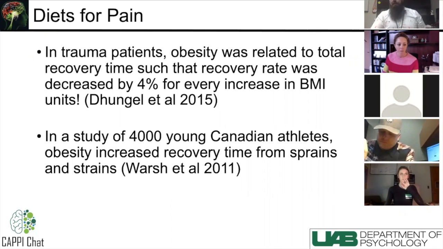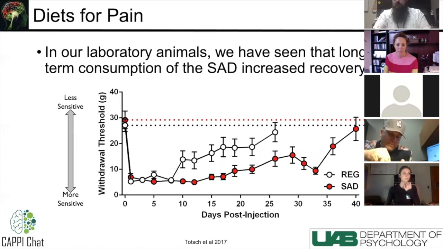Now, in some young Canadian athletes, they also looked at level of obesity and the amount of time it took them to recover from sprains and strains. And what they see again is that the level of obesity was related to how fast they recovered. So the individuals that were higher in obesity took much longer to recover from that injury. And we've modeled something very similar in laboratory animals multiple times.